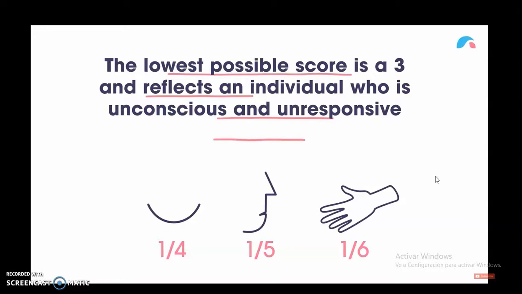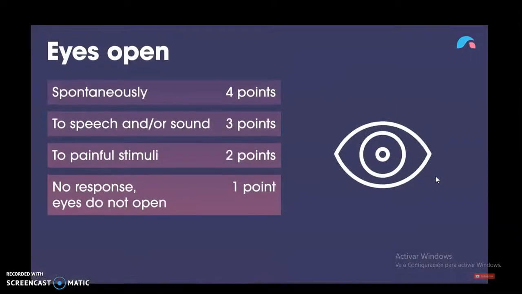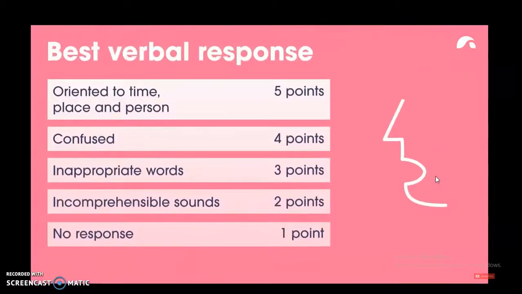So, let's look at measuring the person's eye opening. Do they open their eyes spontaneously like normal? 4 points. Do they only open their eyes when you speak to them or in response to noises? 3 points. Do they only open their eyes to a physical or painful stimulus? 2 points. Do they not open their eyes to anything? 1 point.